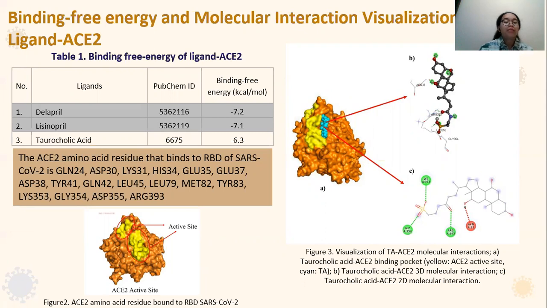Based on the result of the molecular docking, the binding free energy of the TA compounds was more positive than delapril and lisinopril, which was negative 6.3 kilocalorie per mole. When viewed based on the locations of the attachment, this TA compound is in the ACE2 binding pocket. The ACE2 binding pocket was determined based on the ACE2 amino acid residues that binds to the SARS-CoV-2 RBD.